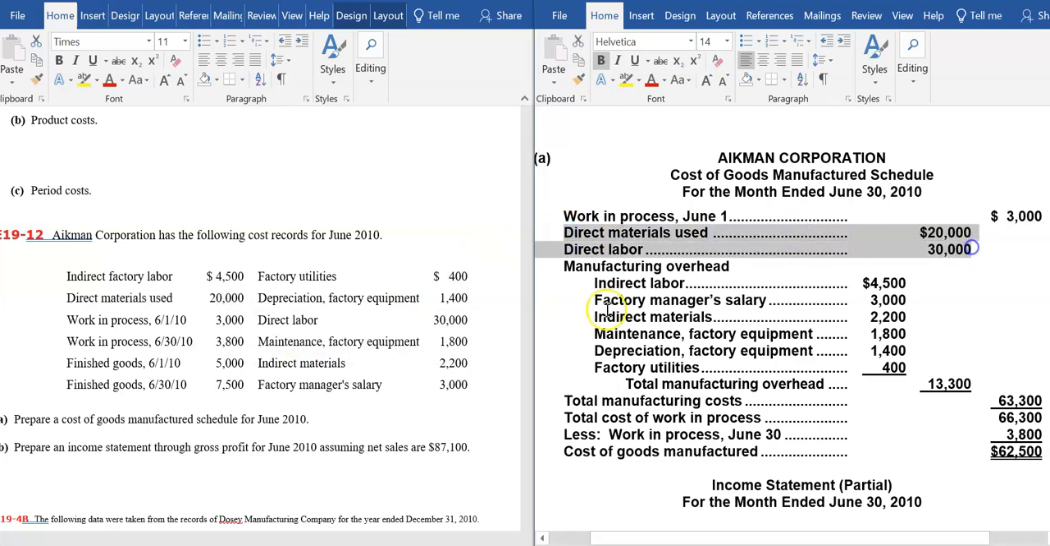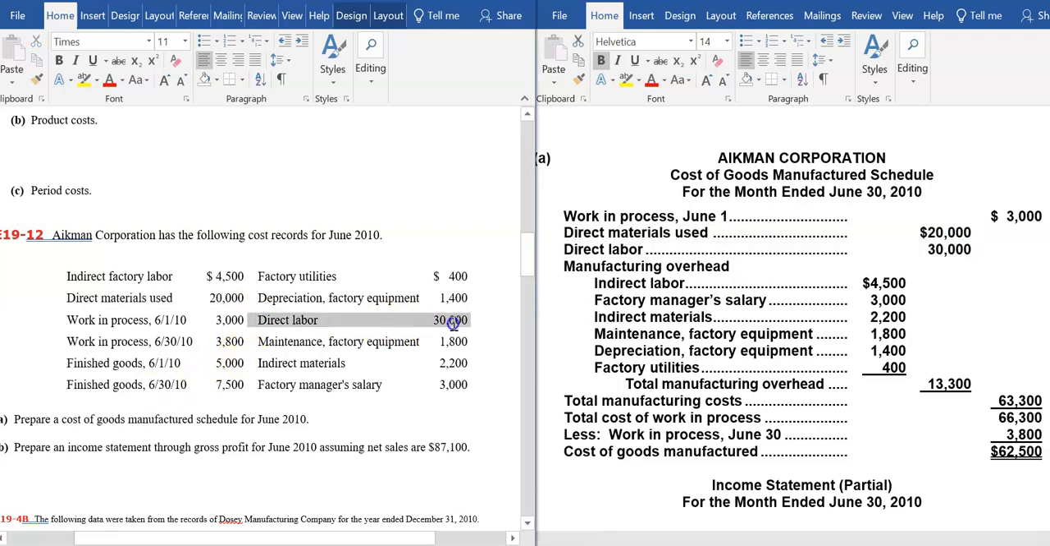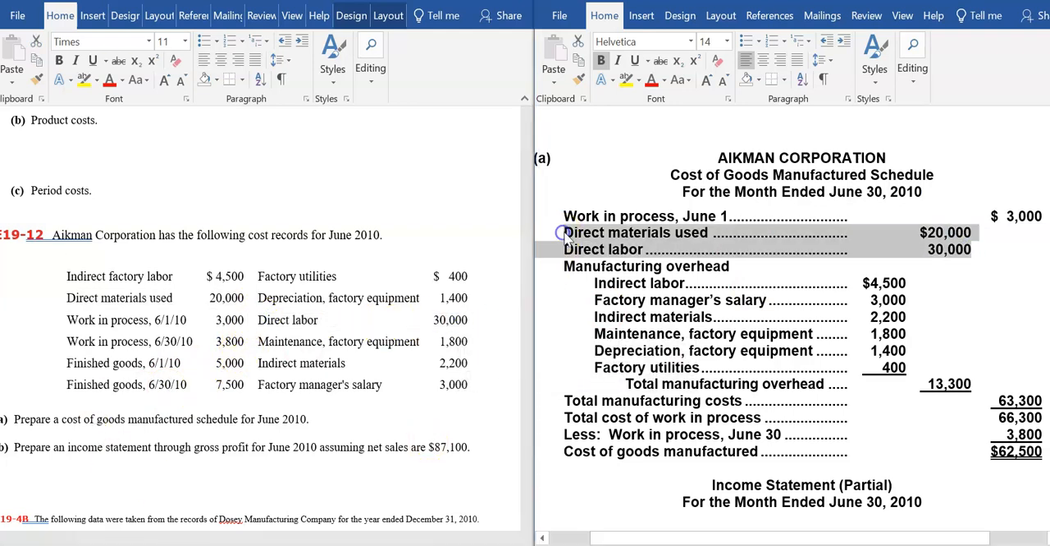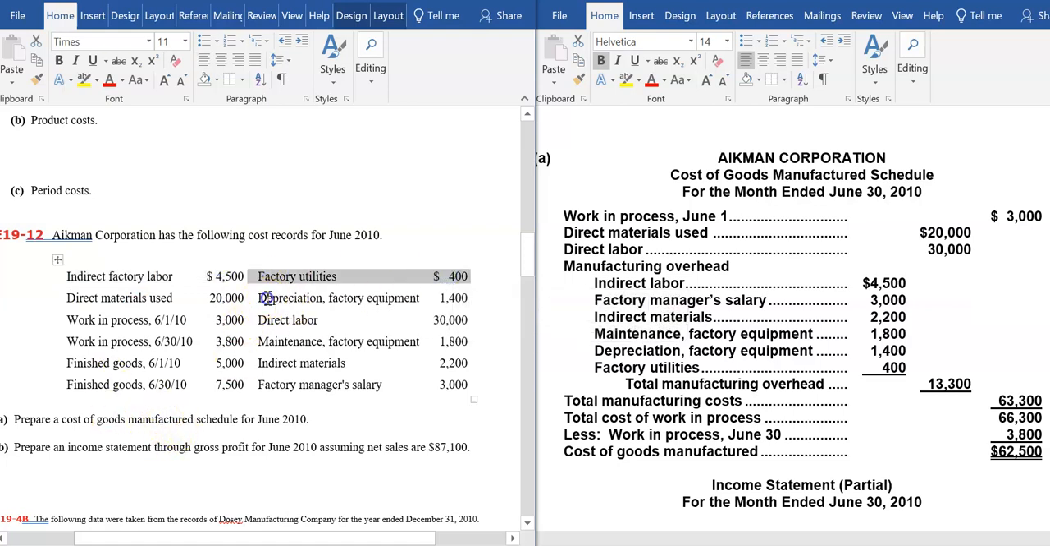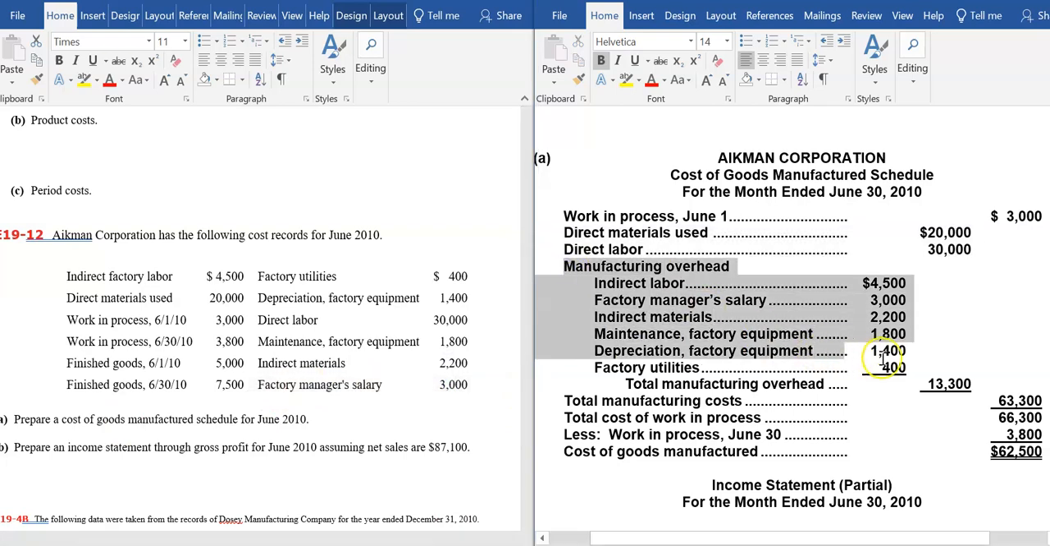We added to it the direct labor cost, total cost of labor incurred as we were manufacturing the inventory during the period, and then all of our indirect costs, our overhead. Here is an indirect cost, indirect factory labor, factory utilities, depreciation on the factory equipment, maintenance on the factory equipment, indirect materials, and the factory manager's salary. Total manufacturing overhead of $13,300.